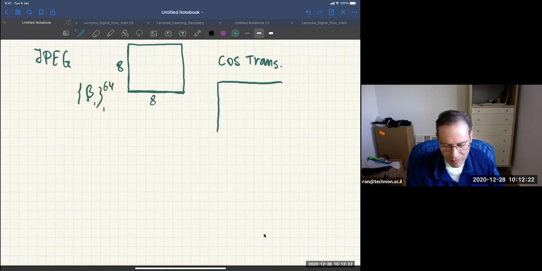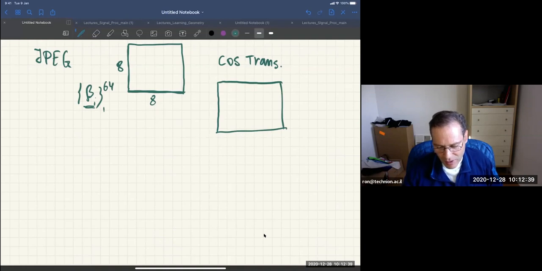Okay, why? Because we have 64 pixels. So you can think about it as a large vector of 64 pixels, and you can think of this two-dimensional cosine transform as cosines in this 64-dimensional space. So at the end of the day, we'll have 64 coefficients.